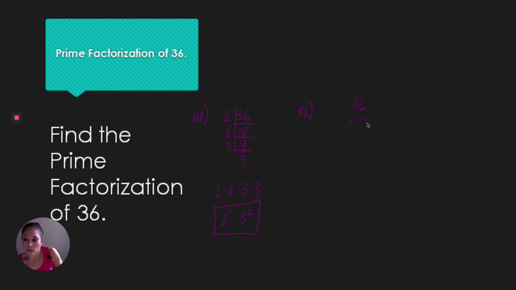Okay, let's do it my factor tree way. 36. Okay, let's start with bigger numbers. So 6 times 6, and we know that 2 times 3 is 6, 2 times 3 is 6, so same thing, 2 times 2 times 3 times 3, and this is how I want you to write your answer.